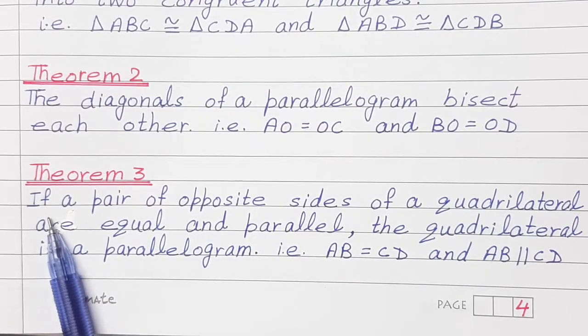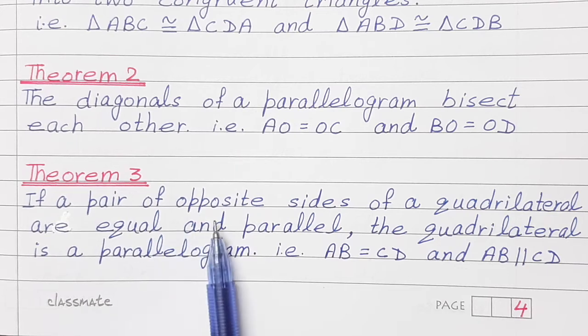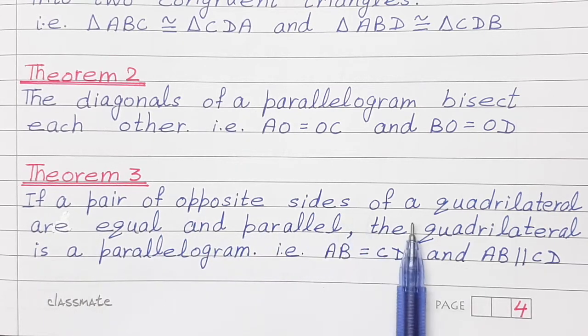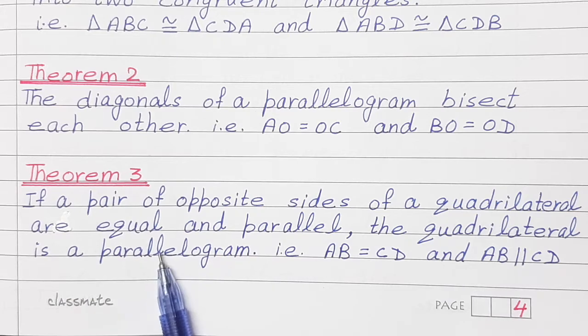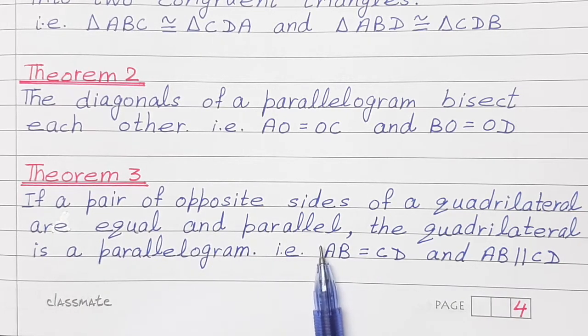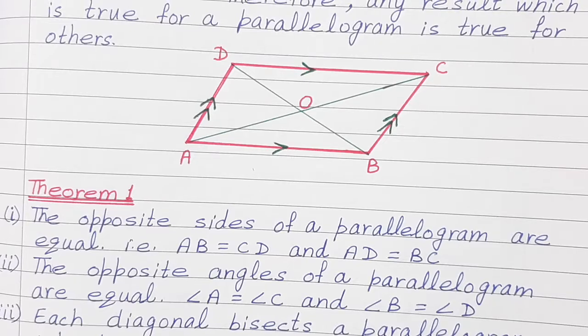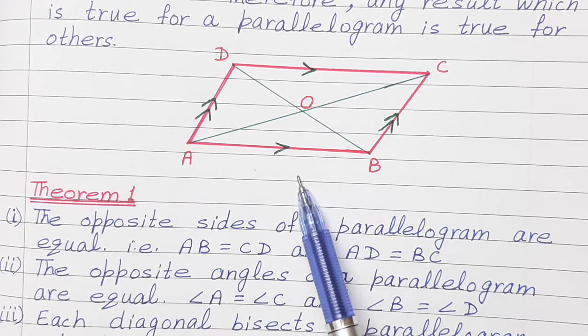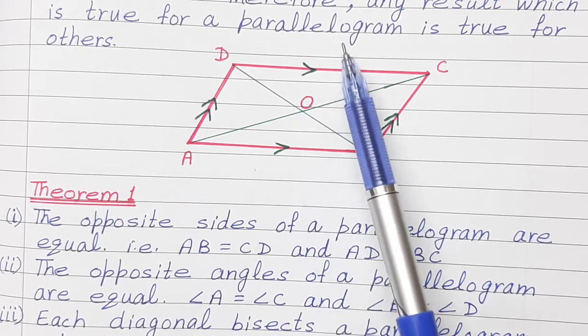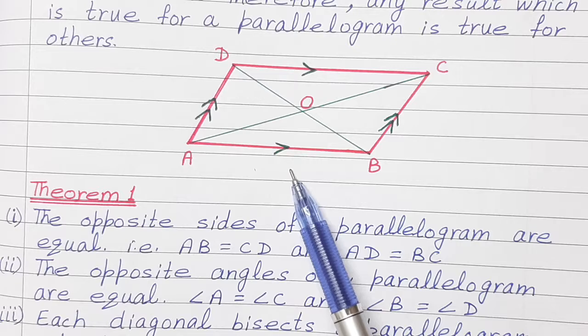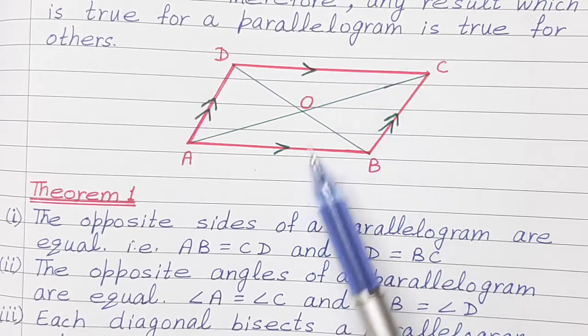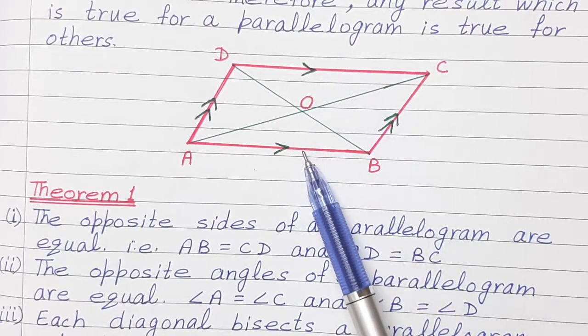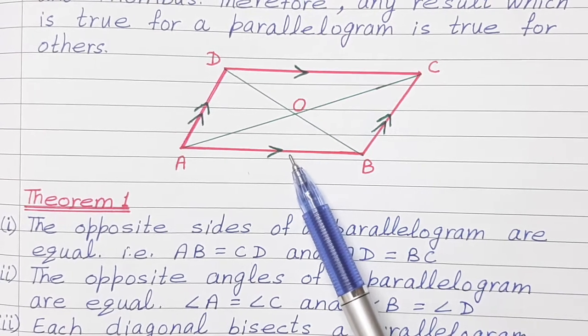Now theorem number 3: if a pair of opposite sides of a quadrilateral are equal and parallel, the quadrilateral is a parallelogram. That is, now you can see again in the diagram, if AB is equal to CD as well as AB is parallel to CD, that is if AB and CD are equal as well as parallel, therefore it is a parallelogram.